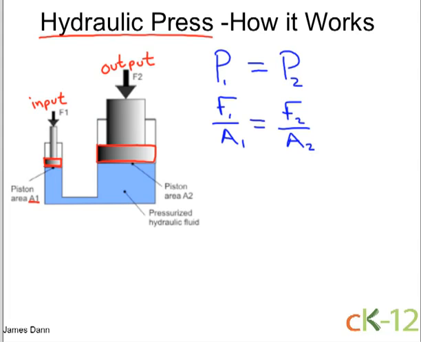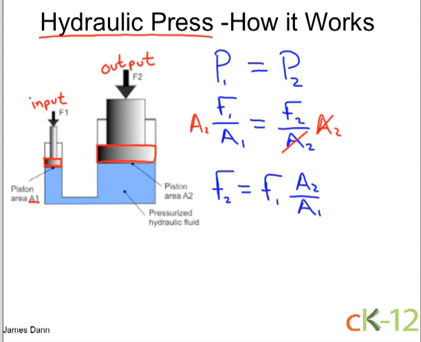Now if we multiply both sides by A2, we can isolate for F2, the output force. And we get that F2 is equal to F1 multiplied by the ratio of the areas, A2 over A1. You can see in the picture that the surface area of piston 2 is larger than the input surface area of piston 1, and therefore F2, the output force, will be much larger than the input force.